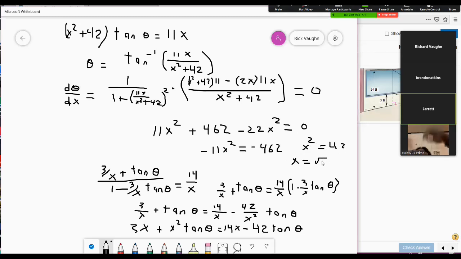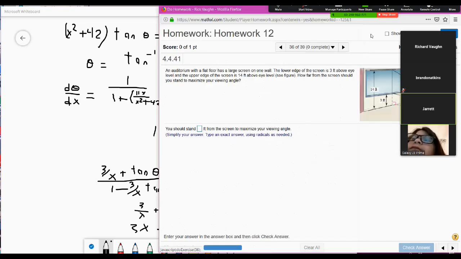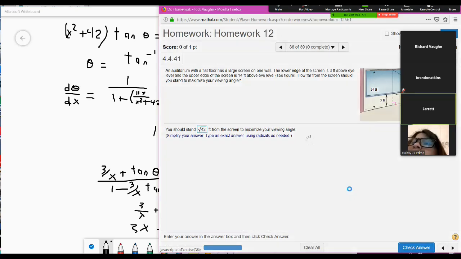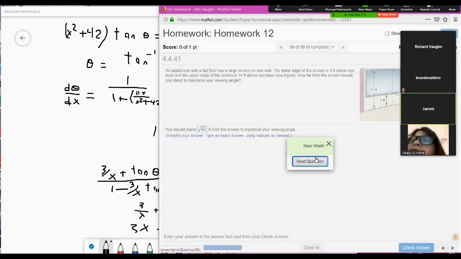And we should really check to make sure that this is a maximum, but a minimum doesn't make sense, because you could go as far away as you want and that viewing angle gets smaller and smaller and smaller. So I'm just going to run with this square root of 42 and put that in. They say an exact answer using radicals as needed. So I'll go square root of 42. And that's how you do question 36.